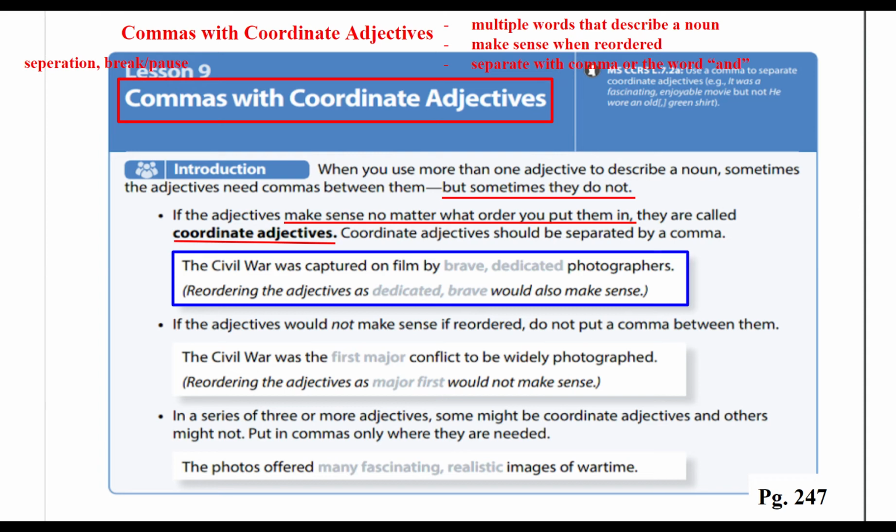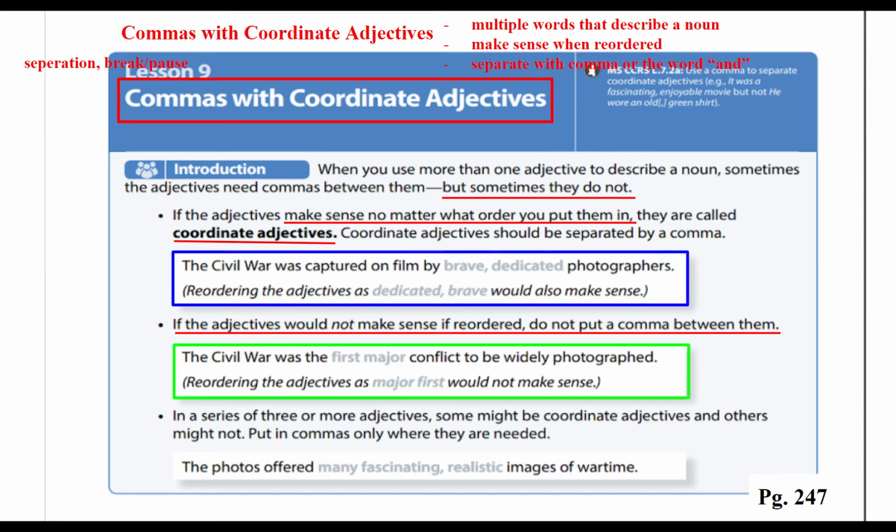And that's one way we can tell that those are coordinate adjectives and that they have to be separated by a comma. Okay. If the adjectives would not make sense when reordered, you do not put a comma between them. So if you can't reverse their order and have it make sense, you do not need that comma. It's very unnecessary. So here's an example of that.